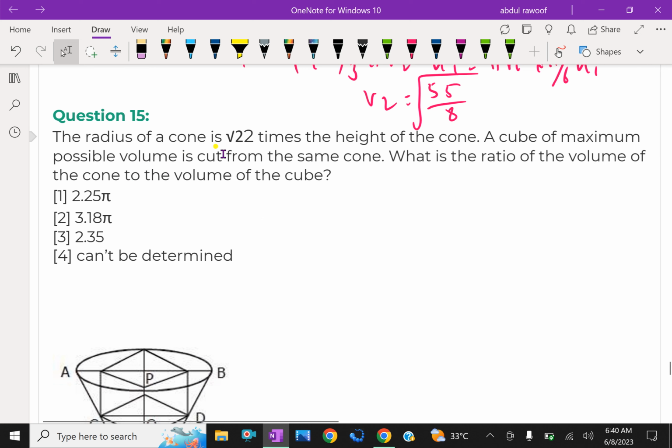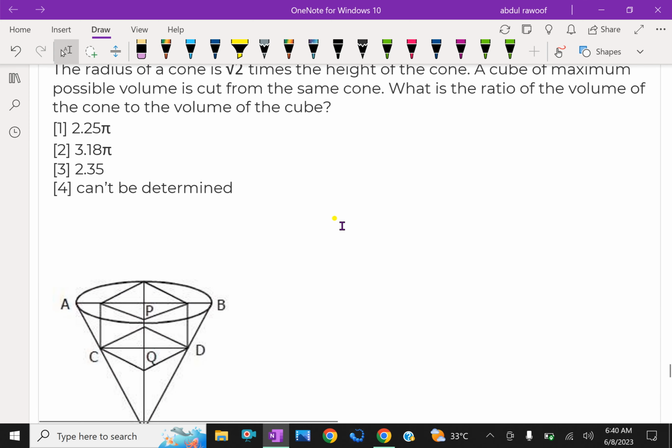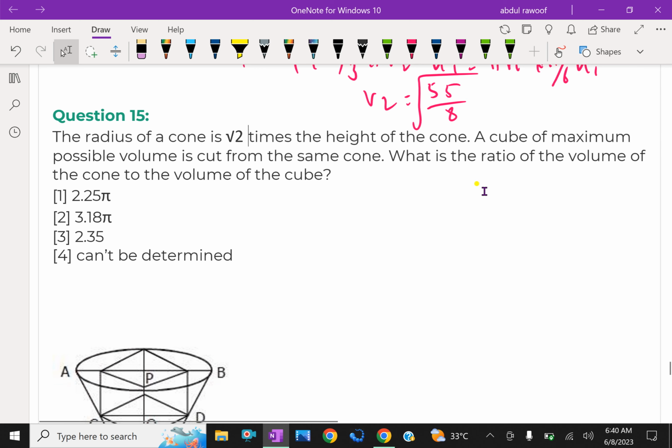The radius of the cone is root 2, not root of 22, root 2 times the height of the cone. A cube of maximum possible volume is cut from the same cone. What is the ratio of the volume of the cone to the volume of the cube? Here, in a cone, the maximum volume cube is cut. We have to find the relations by this condition.